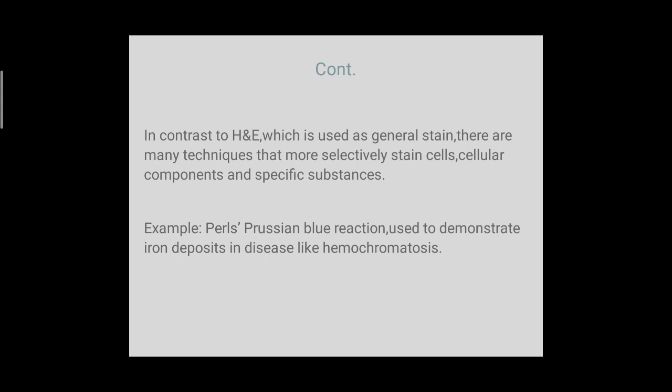In contrast to H&E, which is used as general stains, there are many techniques that use specific stains. For example, Prussian blue stain, we use it to demonstrate the iron deposition in different diseases like hemochromatosis. You will be seeing all the staining in microbiology practicals. In general pathology, we are using only two stains, that is hematoxylin and eosin stain.